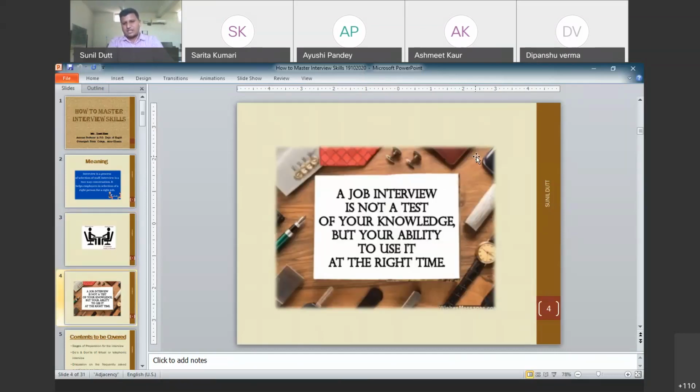So let me tell you, dear students, interview is not at all a test of your knowledge, but it is a test of your ability, how you can put forth what you have learned in all those years into those 10 to 20 minutes. So this is a test of management, how you are able to manage and fathom what you have learned all these years.